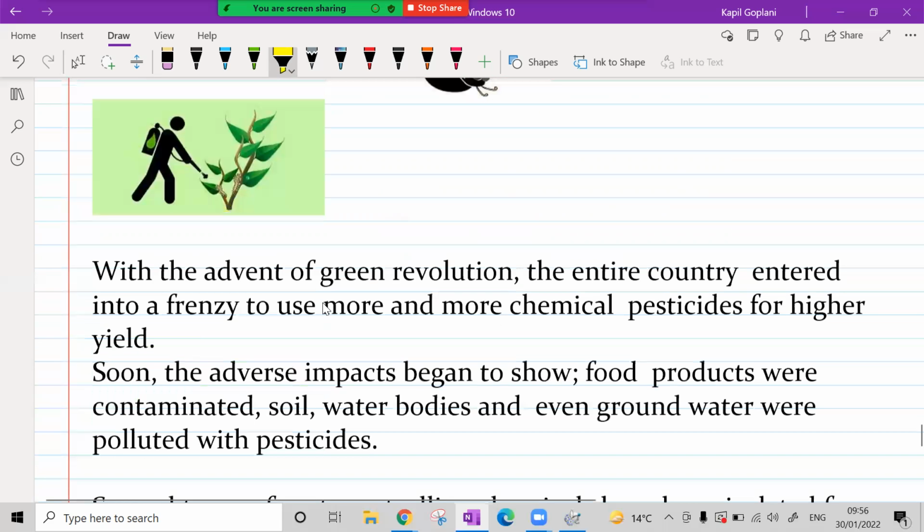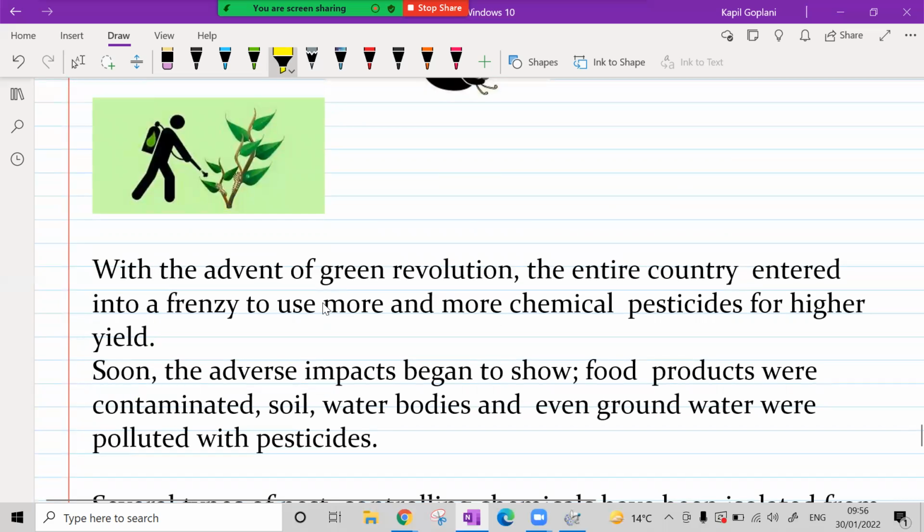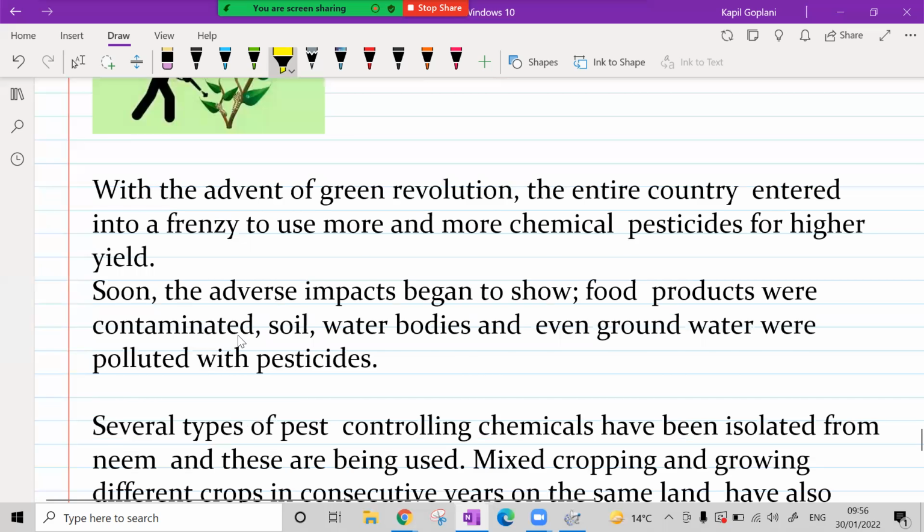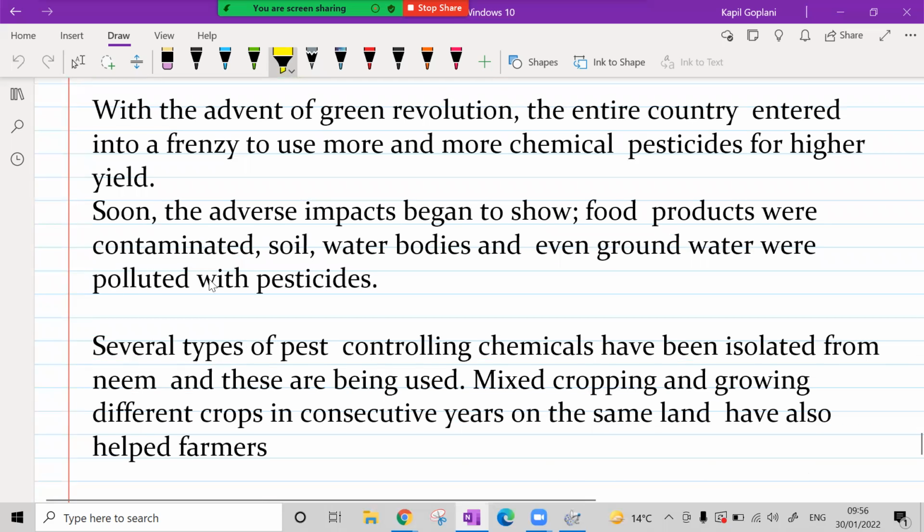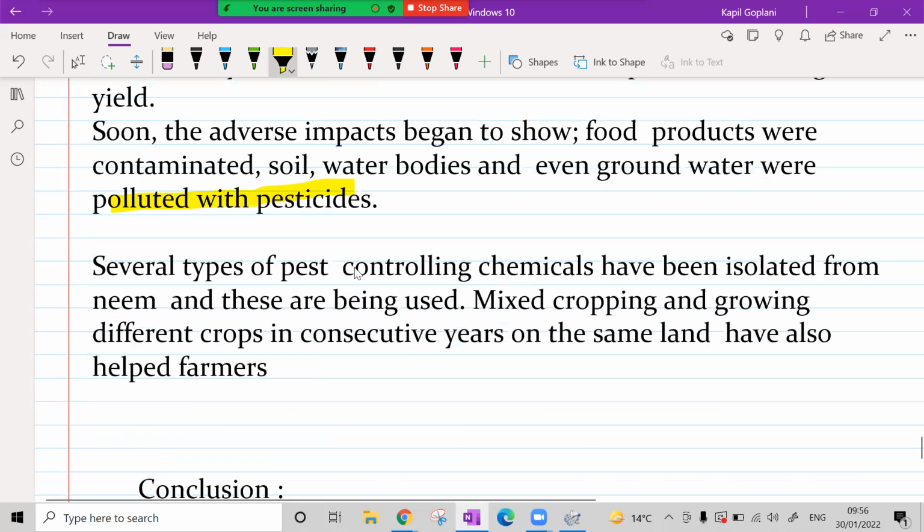Okay, Charu, can you read out this paragraph for me, beta? Charu, are you there? Yes, sir. With the advent of the green revolution, the entire country entered into a frenzy to use more and more chemical pesticides for higher yield. Soon the adverse impacts began to show. Food products were contaminated, and soil, water bodies, and even groundwater were polluted with pesticides. Several types of pest controlling chemicals have been isolated from neem, and these are being used. Mixed cropping and growing different crops in consecutive years on the same land have also helped farming.